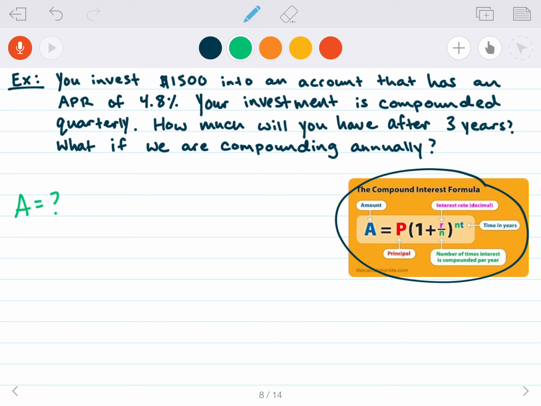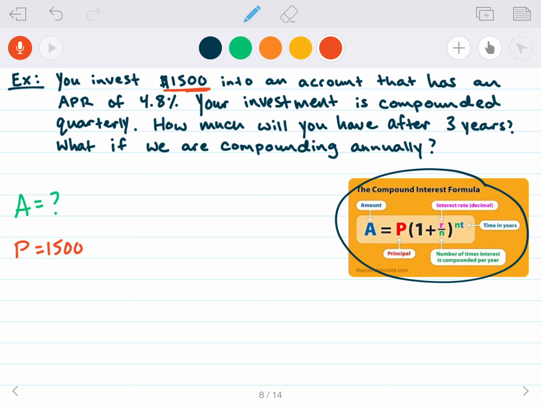But anyway, that is what you're trying to find, the ending amount. Now, what is this 1,500? What letter does that represent? Well, that's our initial investment. That's how much we're putting into this account. So that's P. P is going to be 1,500.